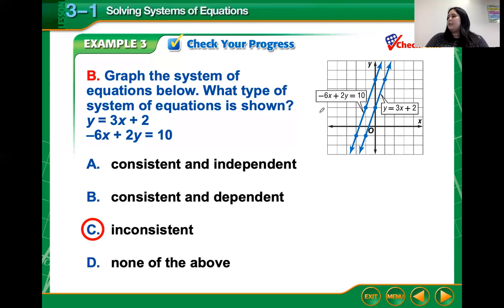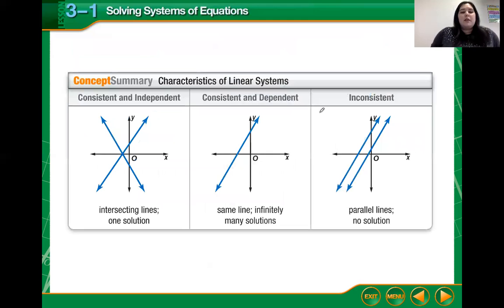So without going over two of them, it's actually a little harder to show you the third option. So we do have a little set of notes here that describes the characteristics of linear systems. So if there's one solution, it's consistent and independent. If, when you graph it, it ends up being exactly the same line, they're just written in different ways, it's going to be consistent and dependent, meaning that every point on that line is a solution. And then we have inconsistent, which is parallel lines and no solution.